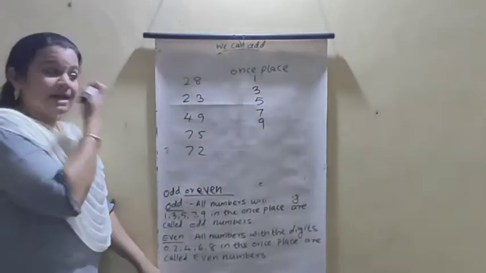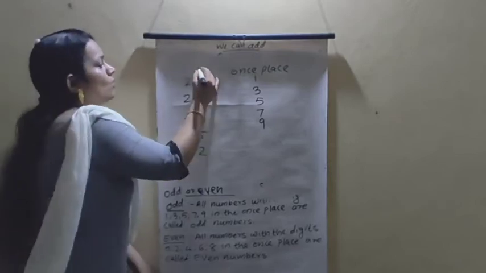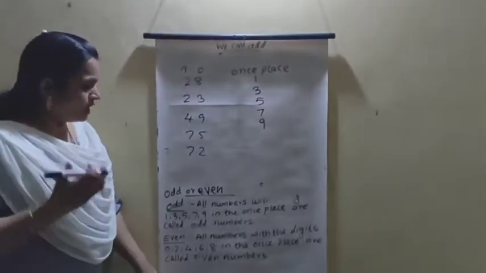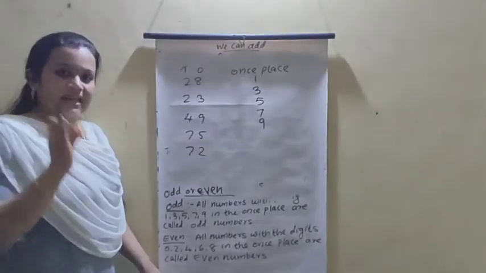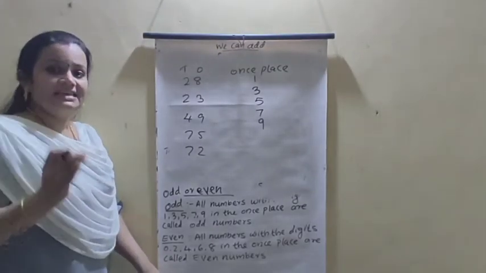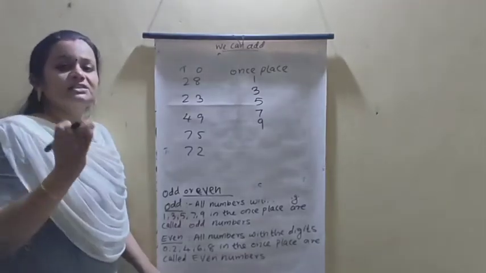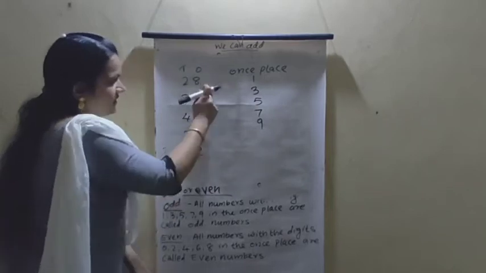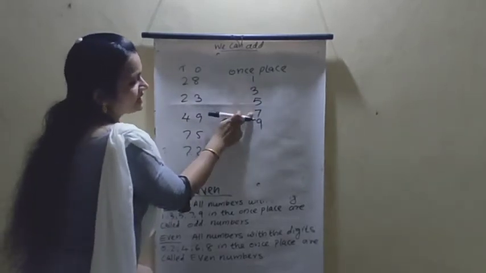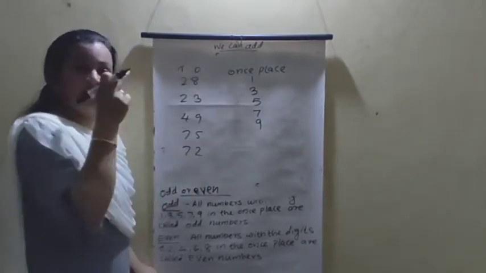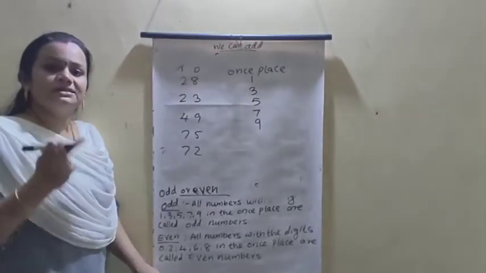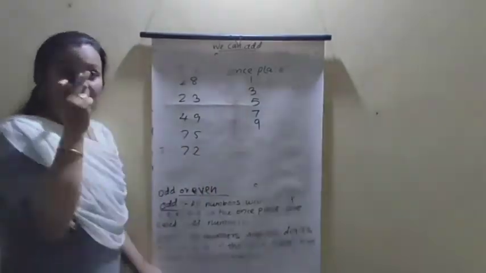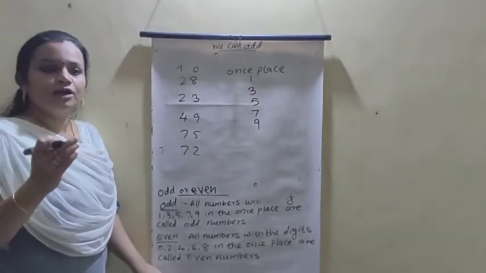You know the place value of a 2-digit number: ones and tens. What is an odd number? All numbers with the digit 1, 3, 5, 7, 9 in the ones place are called odd numbers. You check the ones place. If it has 1, 3, 5, 7, 9, that number is called an odd number.